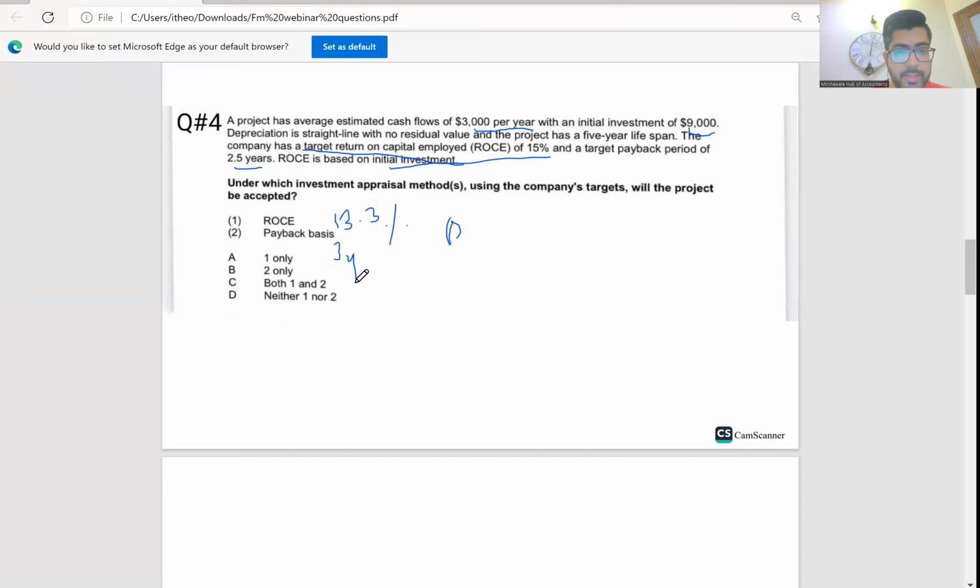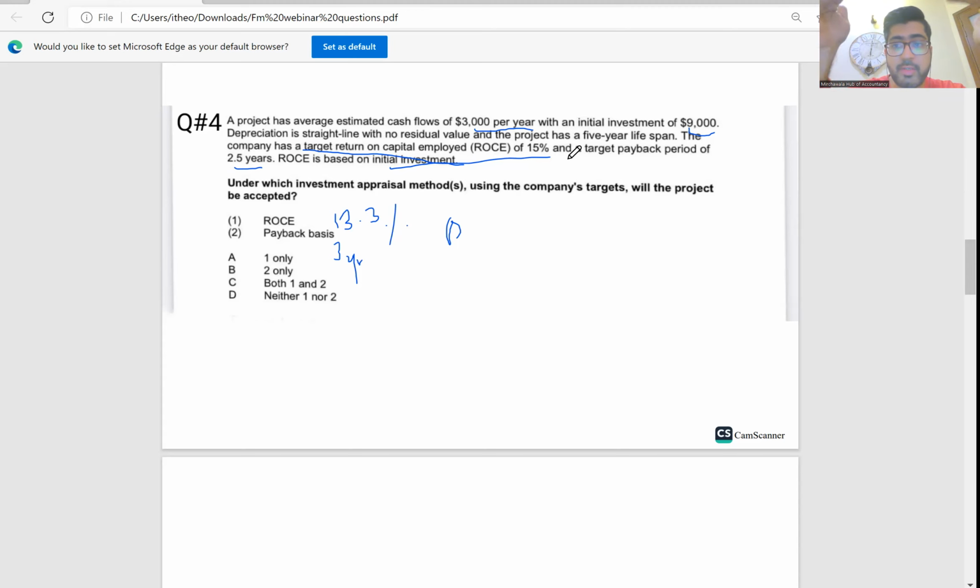So now you can check that the payback target was 2.5 years. You wanted payback in 2.5 years, but it's giving it in 3 years. So payback is not less than target payback. You should reject as per payback. Okay. ROS target was 15%. You are getting less, 13%. You should reject as per ROS as well, because ROS should be greater than target ROS.